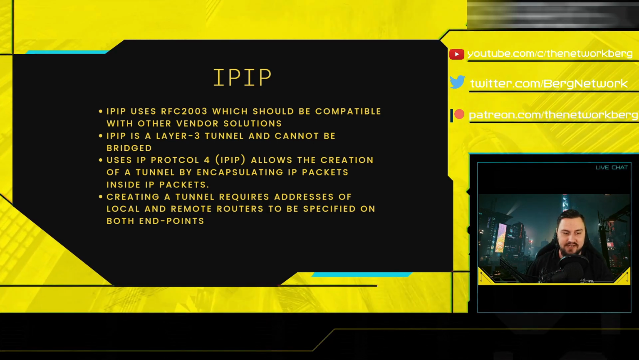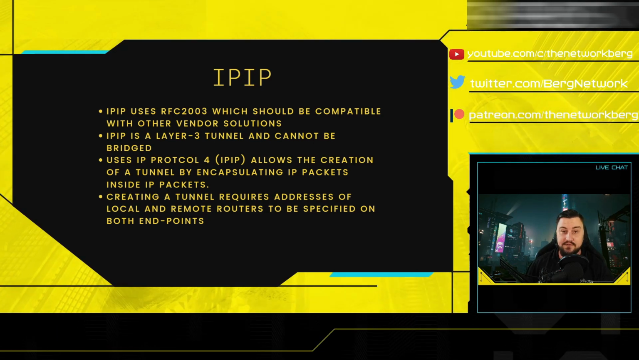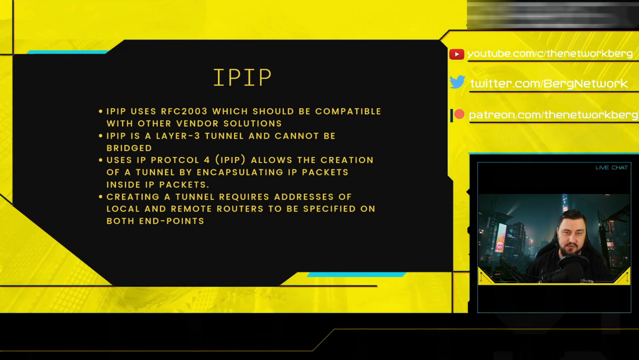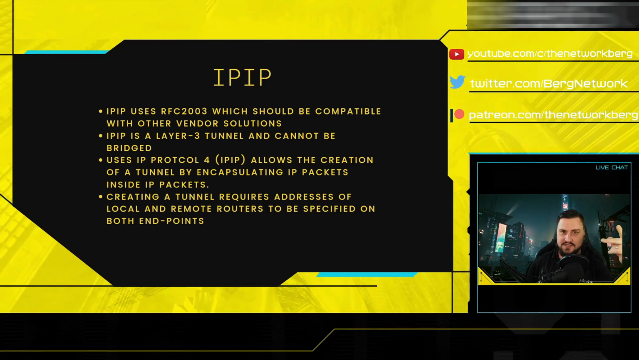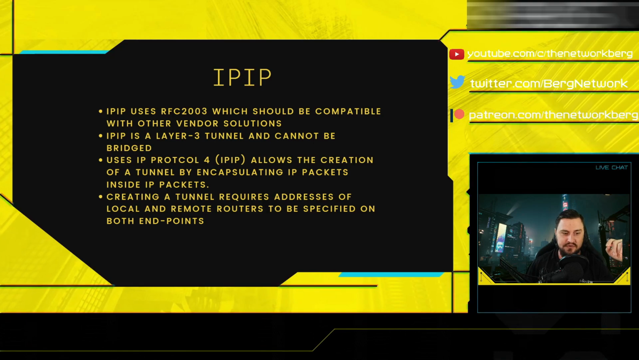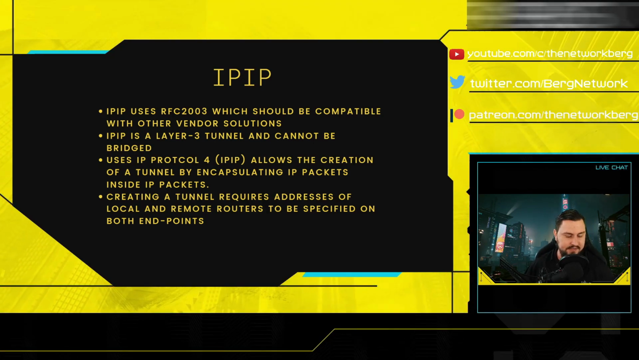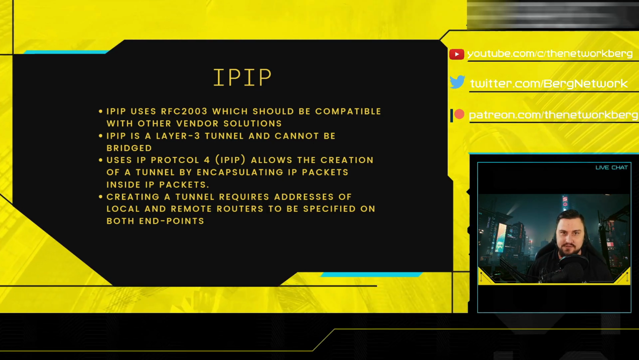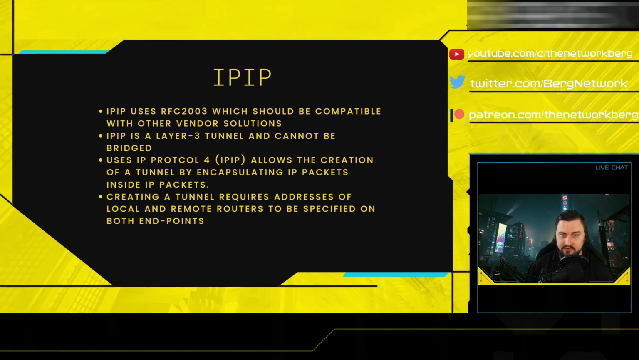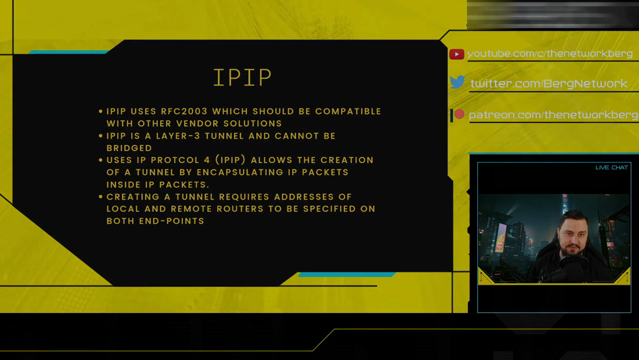So the last point, creating a tunnel requires addresses of the local and remote routers to be specified on both endpoints. So when you configure IPIP on one device, when you get to the other device, you just basically flip the local and remote addresses around, and then your tunnel should just come up in theory. All right, so this is where I'll end off the lecture bit. Now we're actually just going to head into the lab. We're going to configure EOIP, and we're going to configure IPIP. So let's have some fun with this.